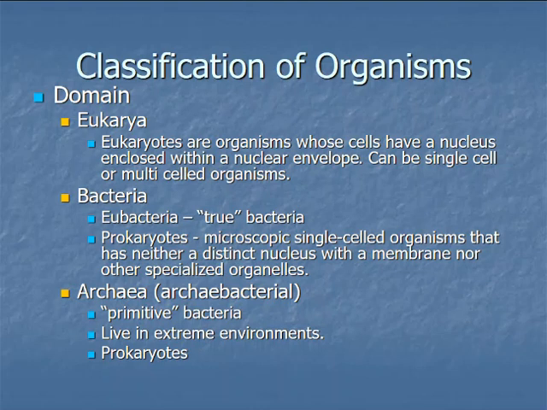Archaebacteria is a subform or another form of bacteria. And so both bacteria and archaea are prokaryotic. The bacteria, previously kingdom eubacteria, meaning true bacteria, are prokaryotes, microscopic single-celled organisms that have neither a distinct nucleus with a membrane nor other specialized organelles. And so they're a much simpler type of cell.